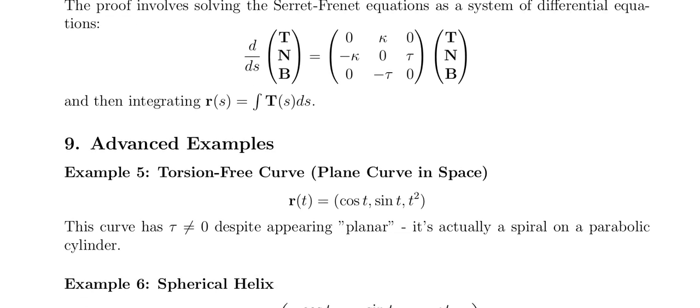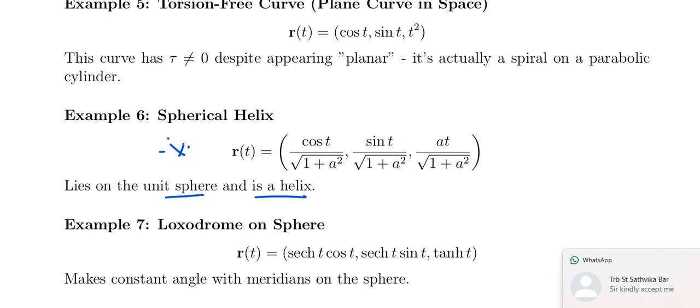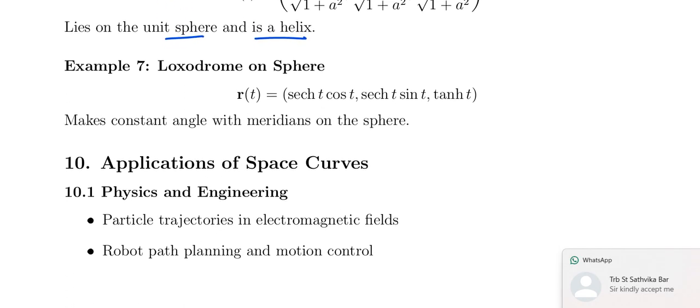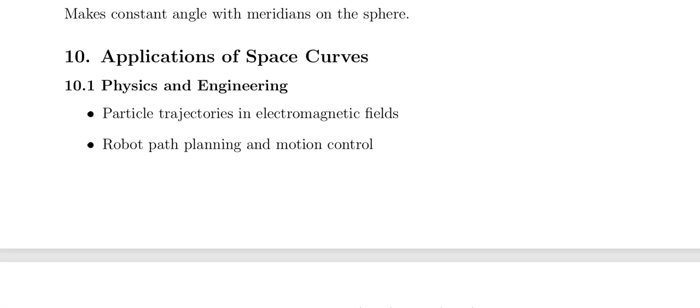And this is some example, the torsion free curve. r of t equal to cos t something, this curve has tau not equal to 0. And the spherical helix, this is also a very important problem. It lies on the unit sphere and is a helix, this is called the spherical helix. Okay, loxodrome on a sphere, r of t equal to sech t cos t, sech t sin t, tanh t, so it makes a constant angle with the radius of the sphere. That is the application on the sphere. Okay, leave it.